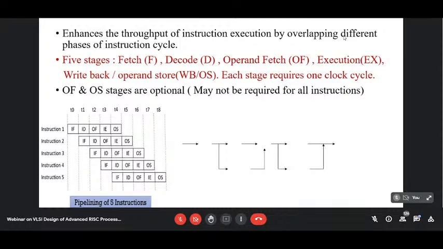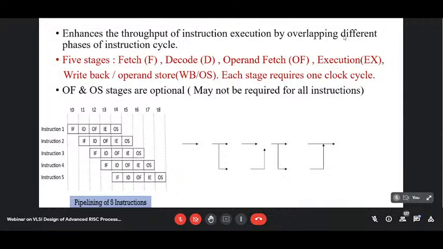Instruction decode, instruction fetch. If you see this diagram, when the fifth instruction is in instruction fetch, it is fetching the instruction from the memory, and the third instruction is doing operand fetch. Operand fetch also involves memory. So if the same memory is there, then operand fetch and instruction fetch cannot be done simultaneously. Isn't it? Because the third instruction is doing operand fetch on the same memory, and the fifth instruction is doing instruction fetch. So there is a clash.